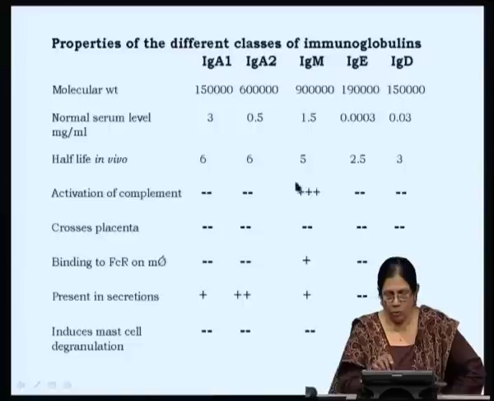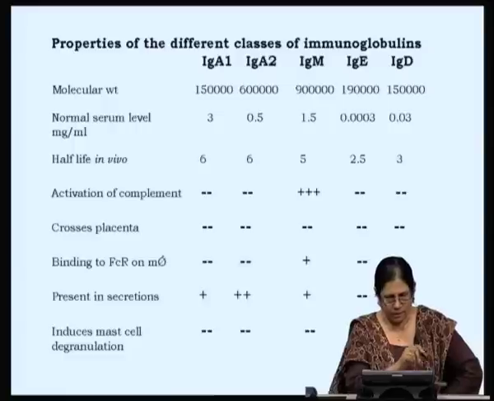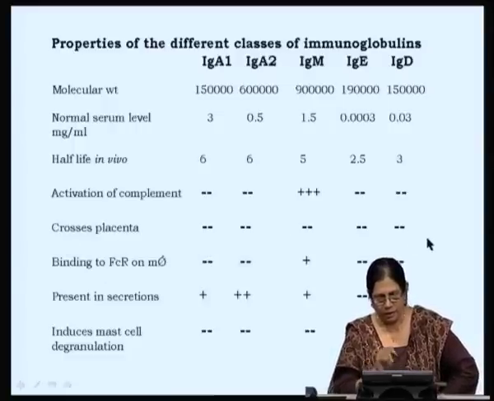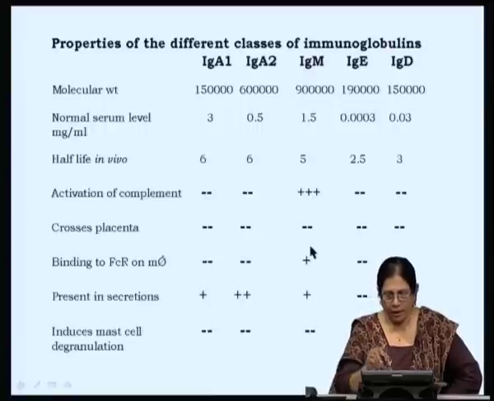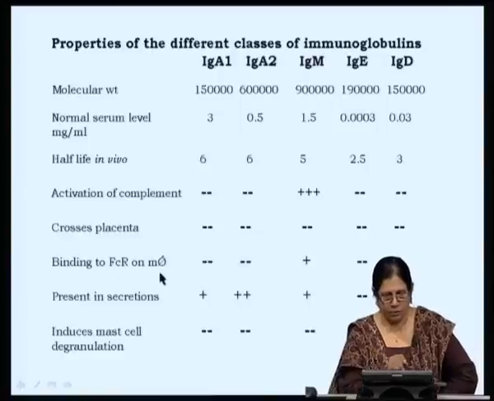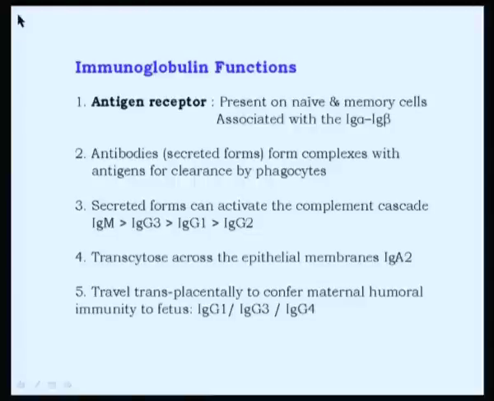Activation of complement, only IgM can activate complement from this group, IgG can, as I told you while referring to the earlier slide. None of them can cross the placenta, only IgG can. Only IgM can bind to the Fc receptors on macrophages or monocytes. IgA and M can be present in body fluids, definitely the dimer form of IgA2, and except IgE, none of them can induce mast cell degranulation.